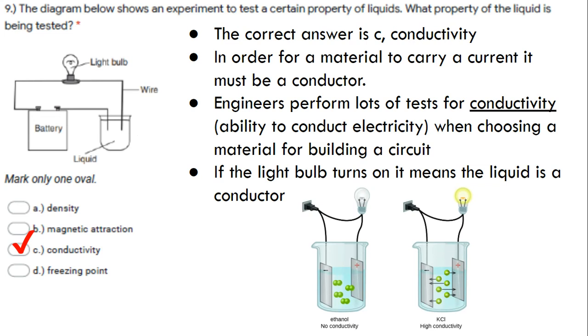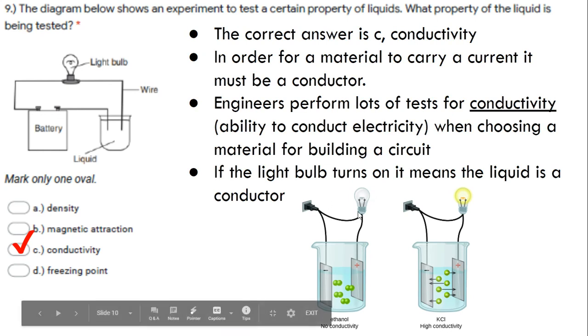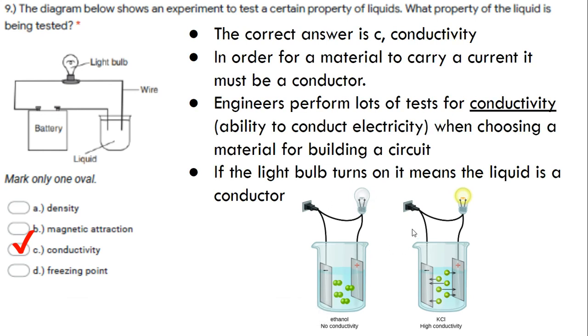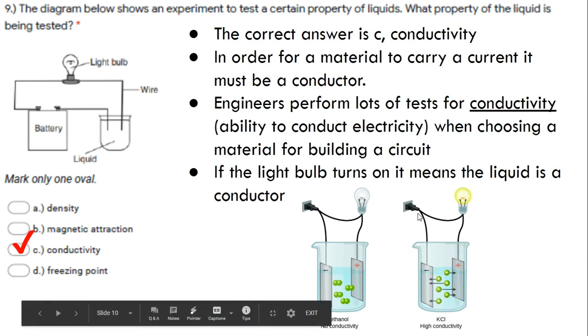So we can see we have two examples of liquids down here. This one, the light bulb doesn't turn on when the wire runs through it to the light bulb, so it's not a conductor. This one on the right, the wire runs into the liquid and then out of the liquid to the light bulb. It turns on, so it means it's a conductor.